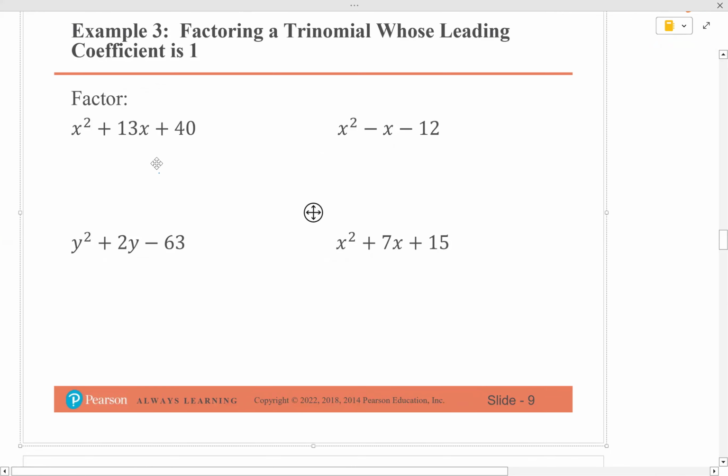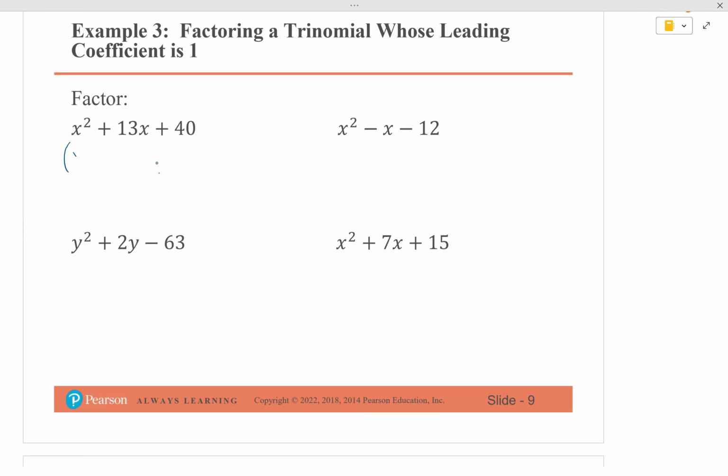They're all trinomials. They all have 3 terms, and their leading coefficient is a 1. The thing in front of x squared or y squared is 1. So I know that they're going to be set up the same way. Binomial with the x, binomial with the x. I'll think about the answer later. This one, same thing.